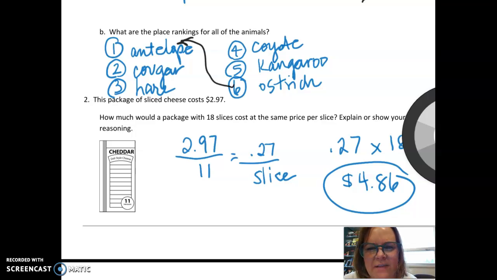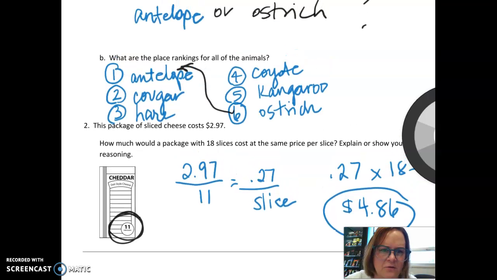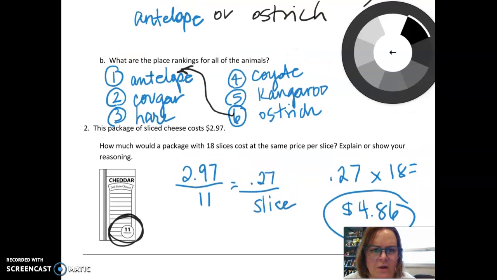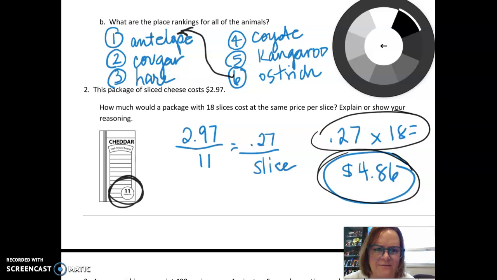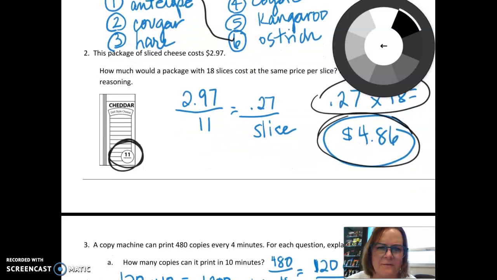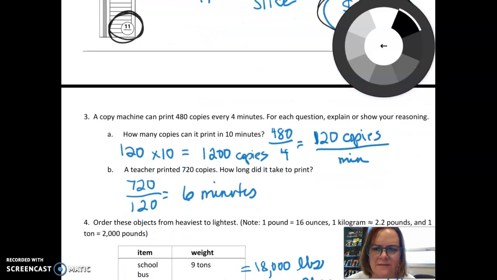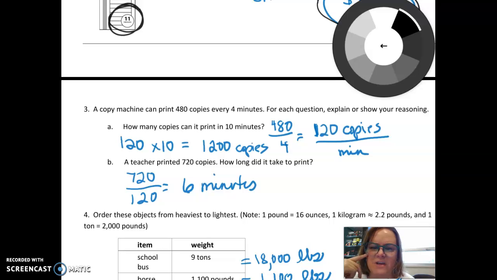Number 2, this package of sliced cheese cost $2.97, and that was for 11 pieces. So I took $2.97 divided by 11, and I got that each slice is 27 cents. And so if it was the same cost per slice, then we just are going to take 27 cents times 18 to get $4.86 for 18 slices.